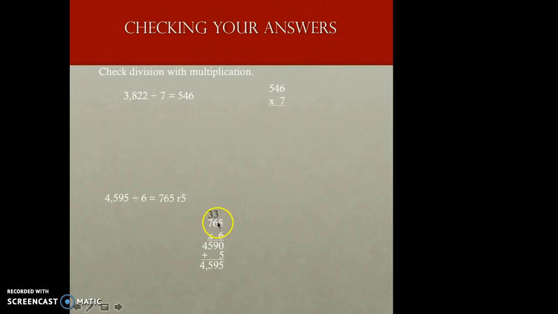So we're going to take the 765 times the 6. Okay, when I multiply that all out, this is what I get. And then what we do is we simply add our remainder at the end. And as you can see, it gives us the number that we started out. So multiplying to check your division is a really good idea.